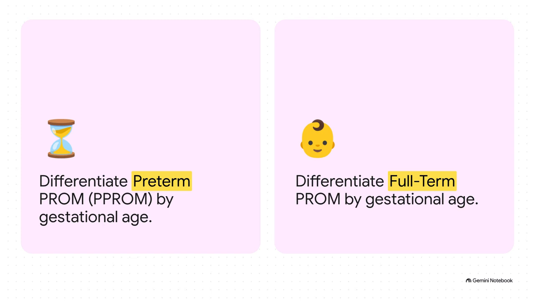To distinguish between general PROM, preterm PROM, which we call PPROM, and full-term PROM, you just look at the gestational age of the fetus at the exact moment of rupture. Preterm versus term is literally your very first dividing line.